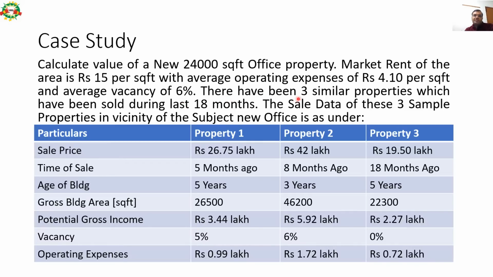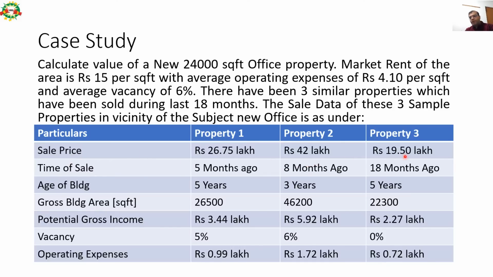There have been 3 similar properties which have been sold during the last 18 months. So as a valuer we have been provided with data of the 3 sample properties pertaining to the last 18 months. The sale data of these 3 sample properties in the vicinity of the subject new house is as under. So these are the attributes and these are property number 1, 2, 3. Property number 1 sale price was 26.75 lakh.